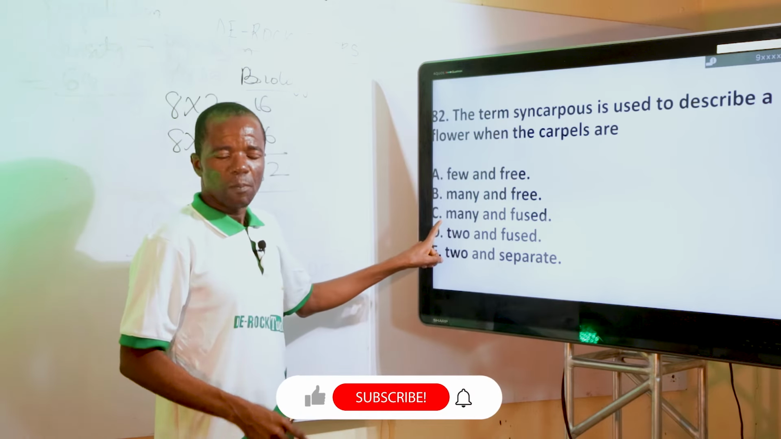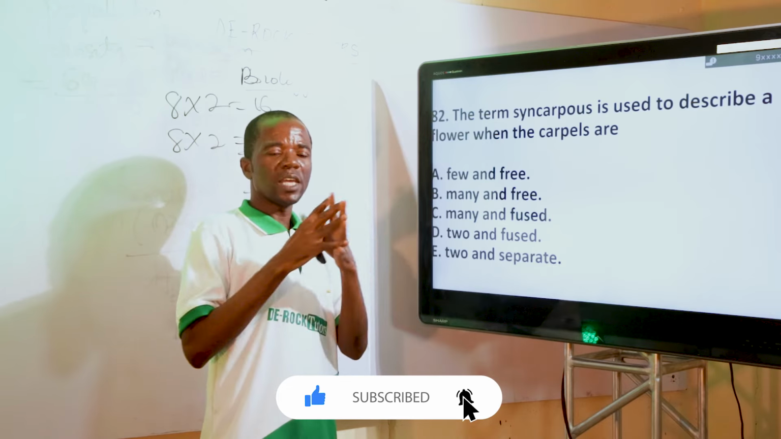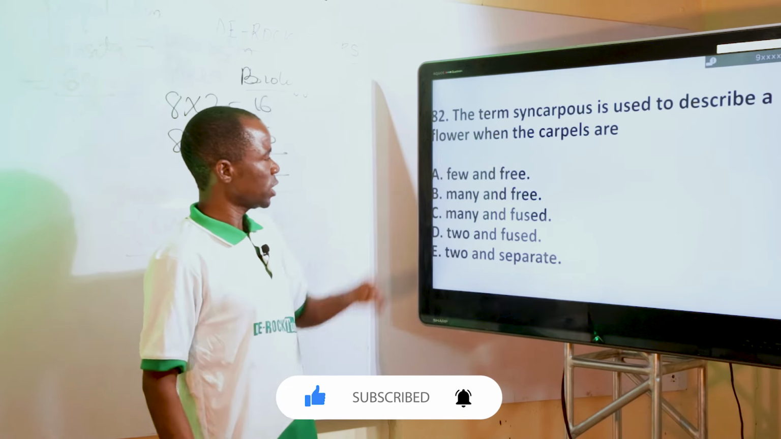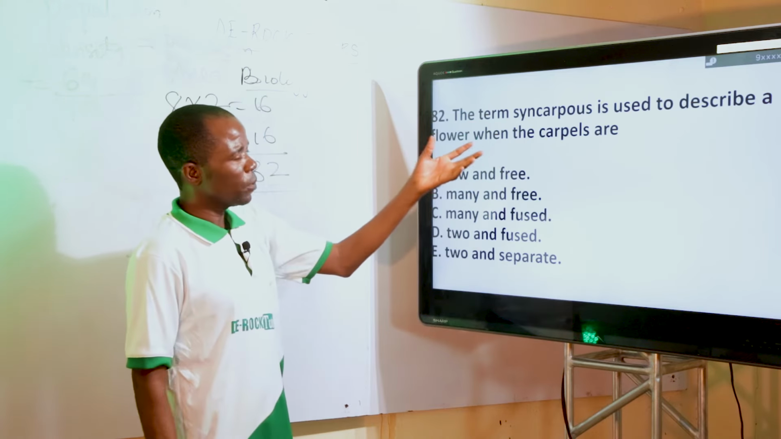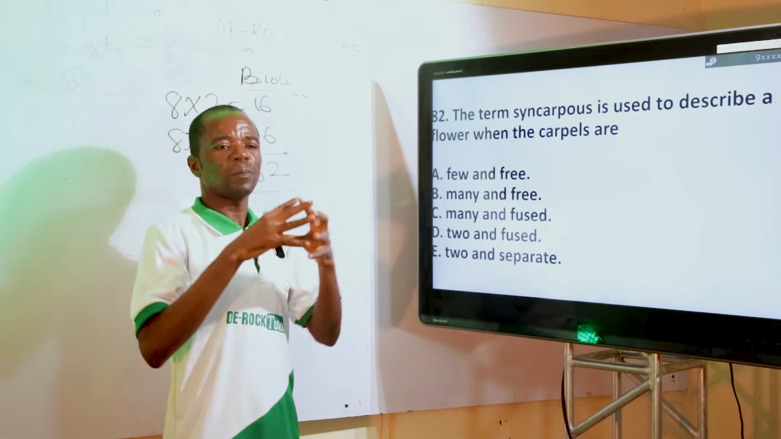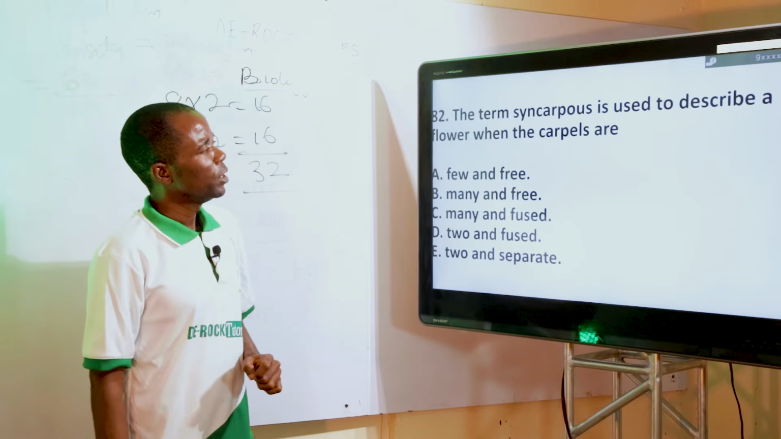By the way, the opposite of syncarpous is apocarpous, when there are several carpels but they are separate, they are not fused together. So the correct answer for number 82, a syncarpous flower is a flower comprising many carpels and the carpels are all fused together. That makes option C the correct answer.